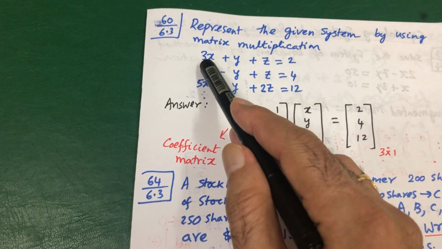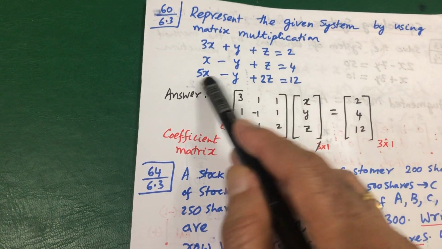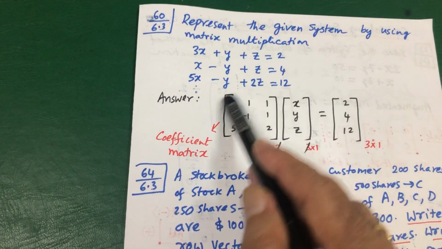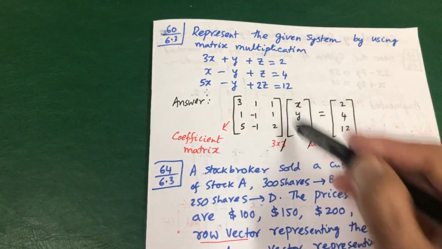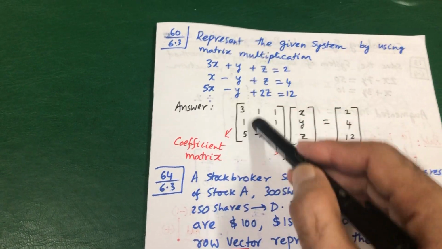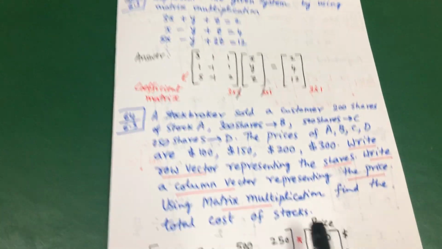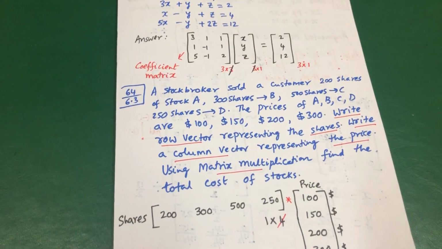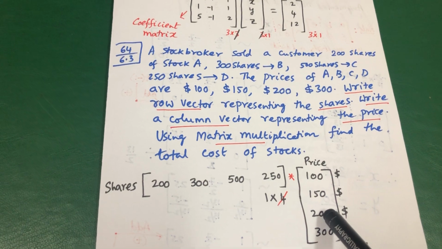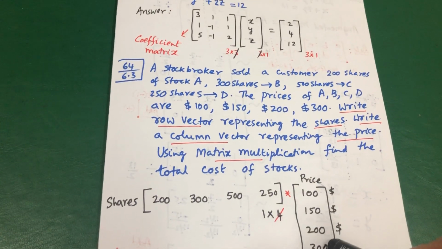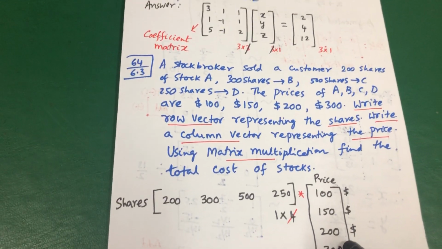So what is it, I repeat, 3 1 1, 1 minus 1 1, 5 minus 1 2. The coefficients you should write. This equation is represented in the matrix form. Now let us see the next problem. The whole English we want to put in the form of data is called matrix theory.